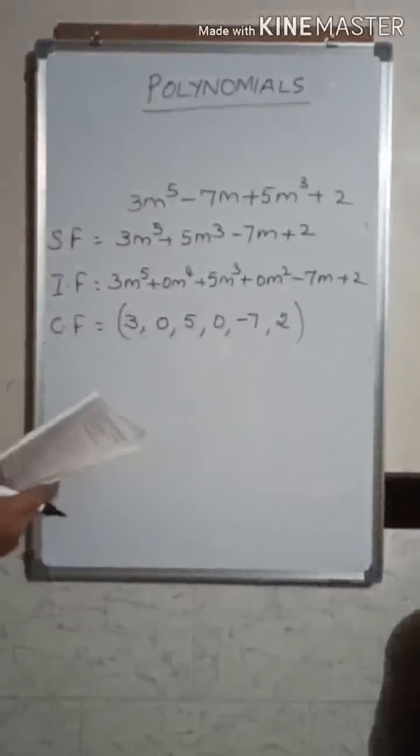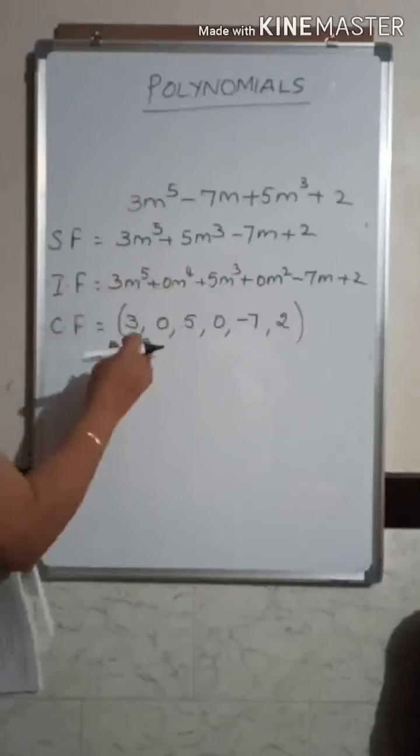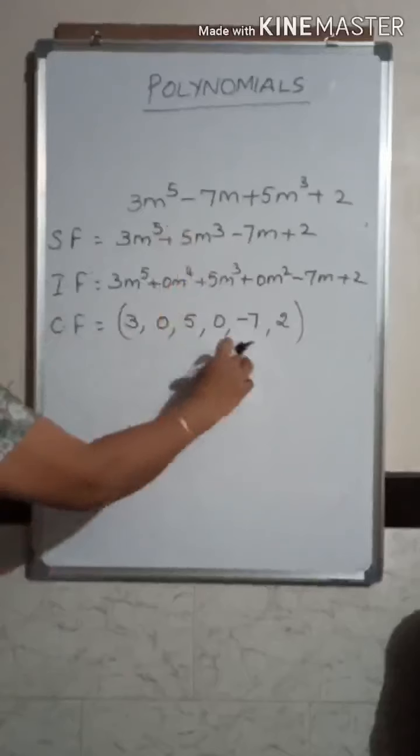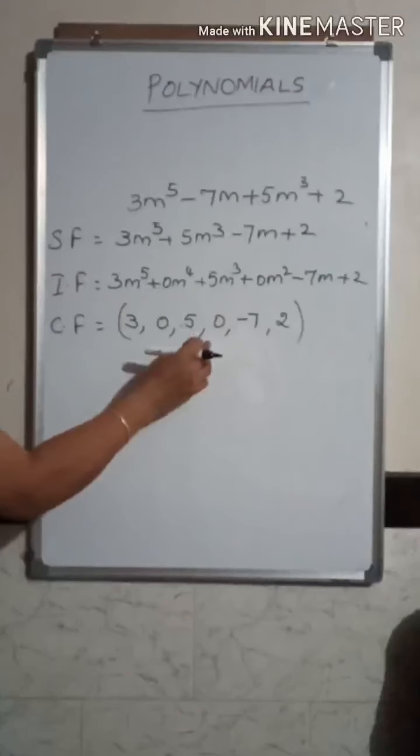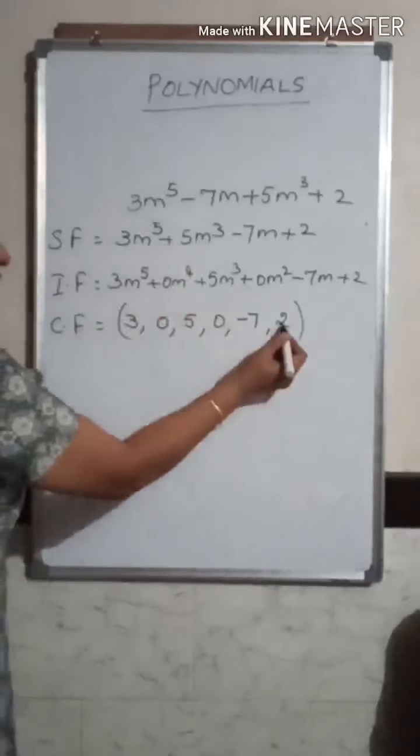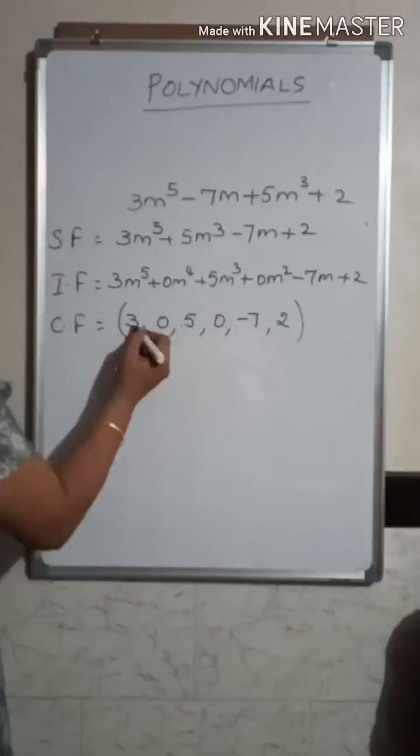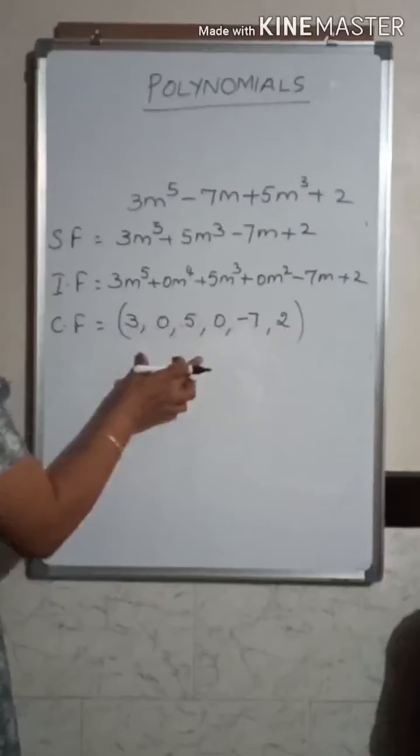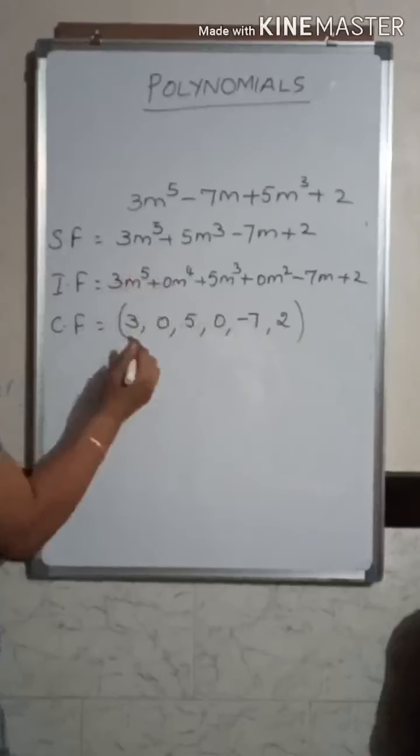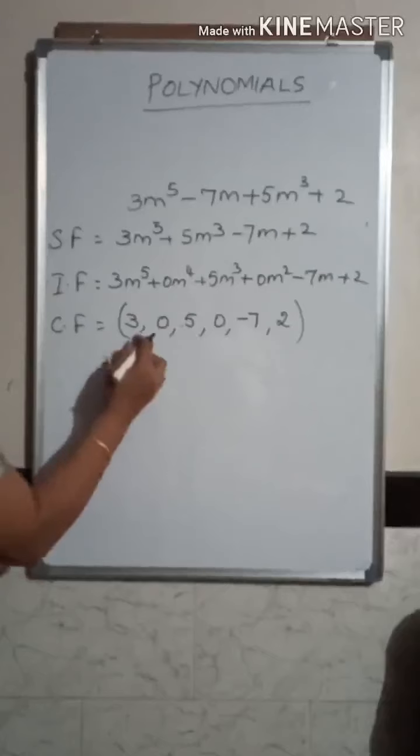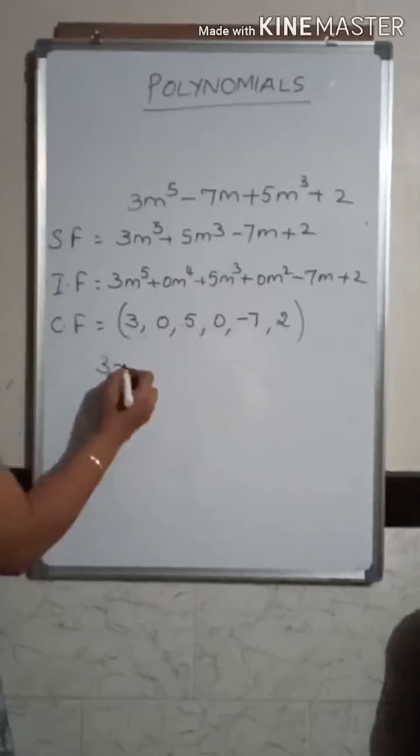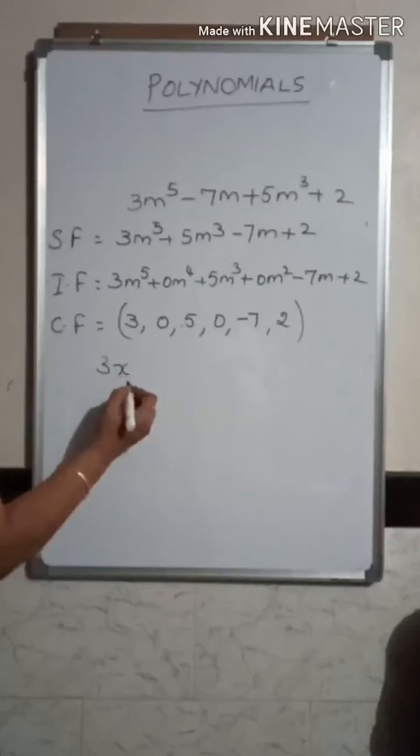Now suppose the coefficient form is given. You should know how to write it in the index form and then write the standard form. Suppose this is given and they ask you to write the polynomial in the standard form. What you have to do is count how many numbers are there. 1, 2, 3, 4, 5, 6 numbers are there within the bracket. Take one less than that and start the power with 5. When it is given in the coefficient form and no variable is specified, you can take any variable and write the polynomial.